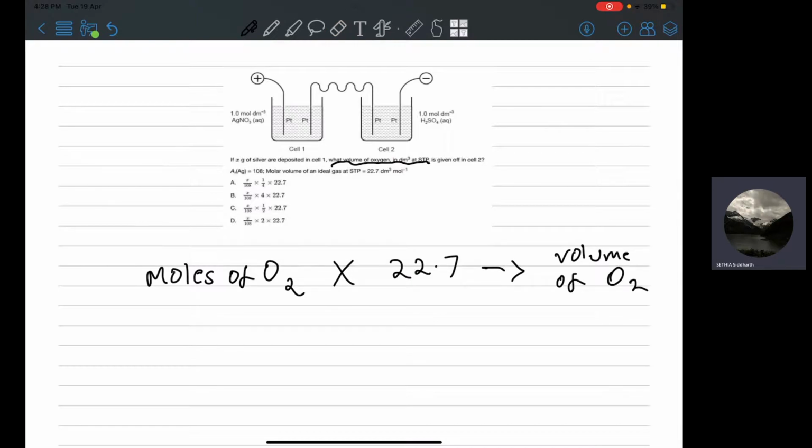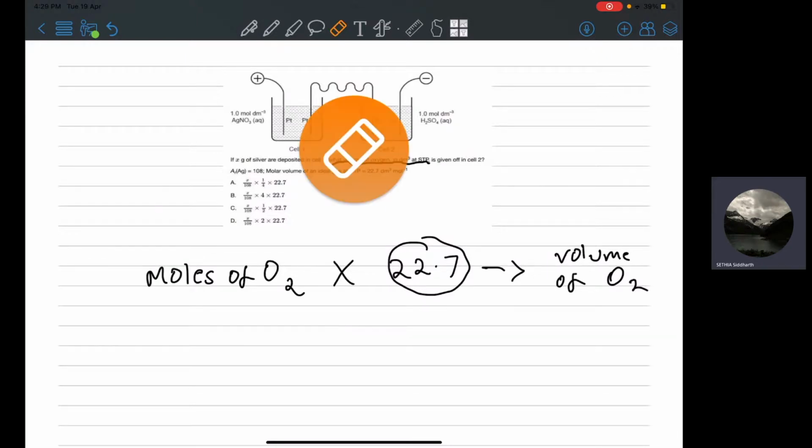Right. So here we have the volume of O2. So we sort of have a base. We know that these four options over here, they've given us four different equations. We know we've got one part, right? We've got the 22.7. Now all we need is the number of moles of oxygen. So how do we calculate the number of moles of oxygen? Well, for that, we have to do a little something called working backwards.